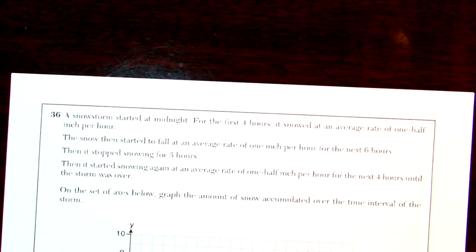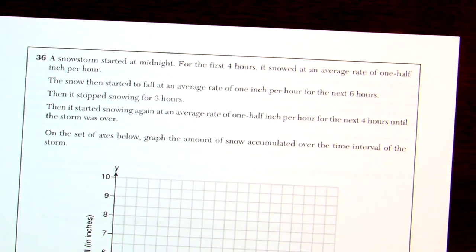Moving on. 36. Let's see what we got here. It says a snowstorm started at midnight. For the first 4 hours, it snowed at an average rate of 1/2 inch per hour. The storm then started to fall at an average rate of 1 inch per hour for the next 6 hours. Then it stopped snowing for 3 hours. Then it started snowing again at an average rate of 1/2 inch per hour for the next 4 hours until the storm was over. On the set of axes below, graph the amount of snow accumulated over the time interval of the storm. So let's go ahead.